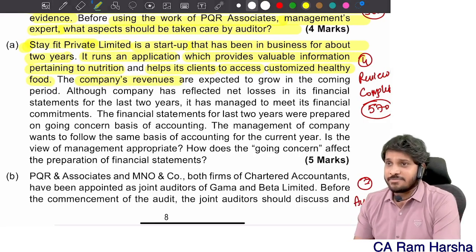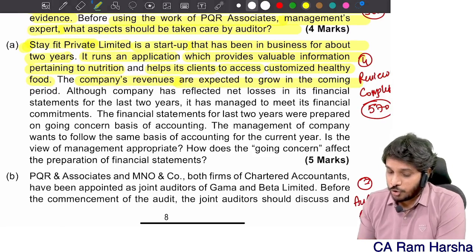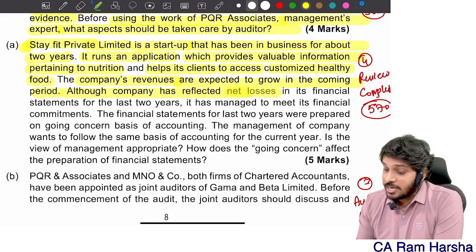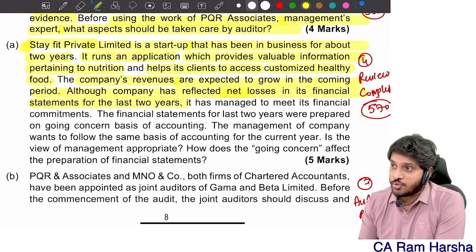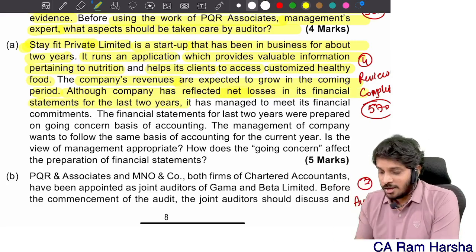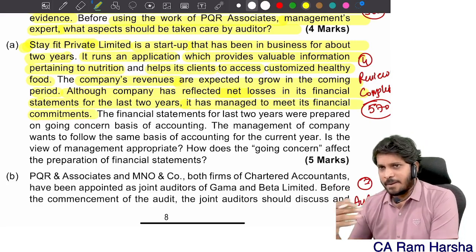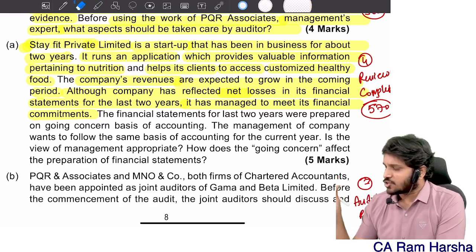The company's revenues are expected to grow in the coming period. Okay. Although the company has reflected net losses in its financial statements for the last 2 years. Last 2 years, it's losses only. It has managed to meet its financial commitments. Still, they didn't default on anybody. They're paying salaries on time. They're paying creditors on time, everything.